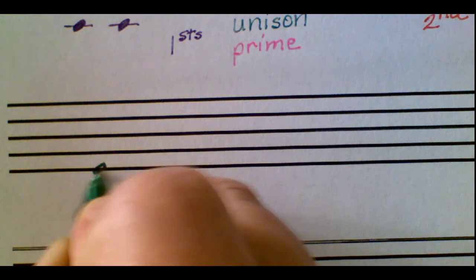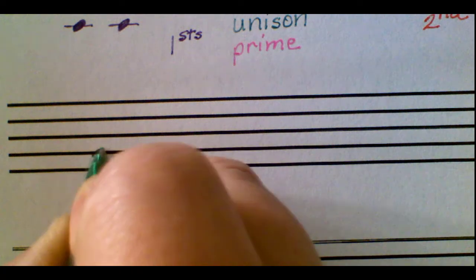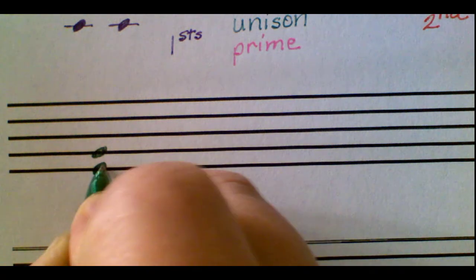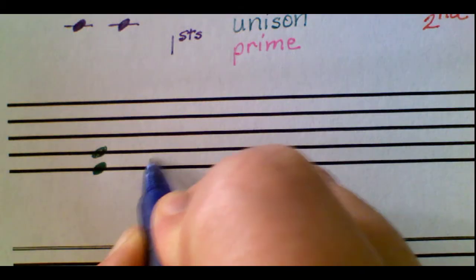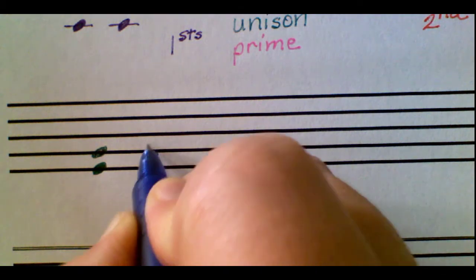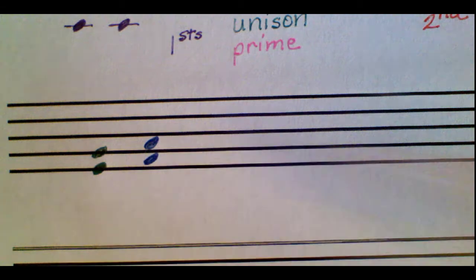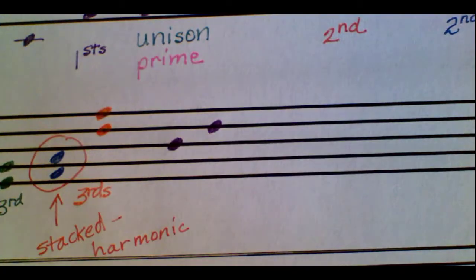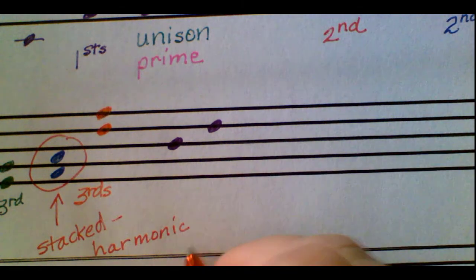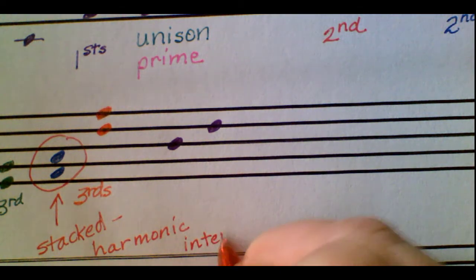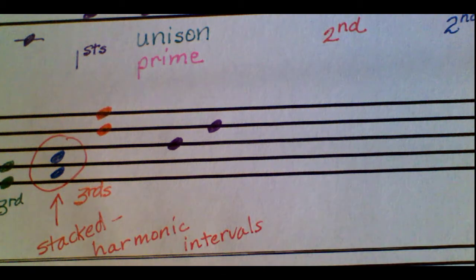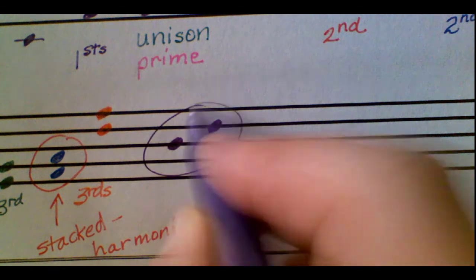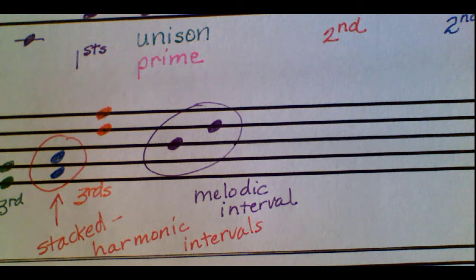When one note is on a line and the other note is on the line immediately above or below it, that's a third. That's also true of notes in two adjacent spaces. All of these are examples of thirds. Notice that intervals can be written stacked vertically or placed side by side horizontally. Stacked intervals are called harmonic intervals, while side by side are called melodic intervals.